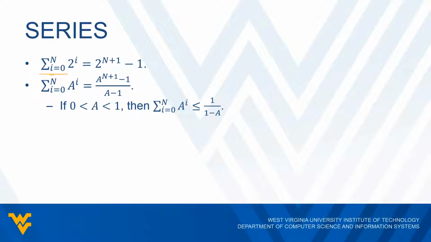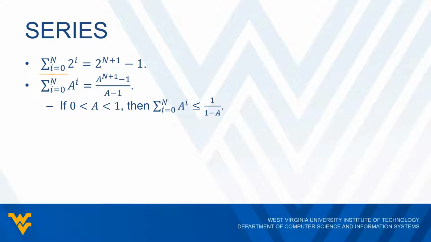If a is actually between 0 and 1, it's not 0, it's not 1, but if it's between there, so it's some fraction, then what we find here is that this sum is less than or equal to 1 over 1 minus a. In fact, if n actually approaches infinity, so if n becomes larger and larger and larger, this sum actually converges to 1 over 1 minus a. Now to show that, we have to do some calculus, which we're not going to worry about in this class. Okay, but this is what we call a geometric sum here.